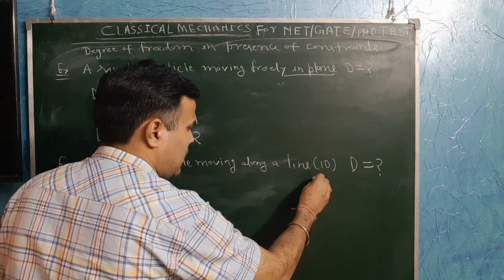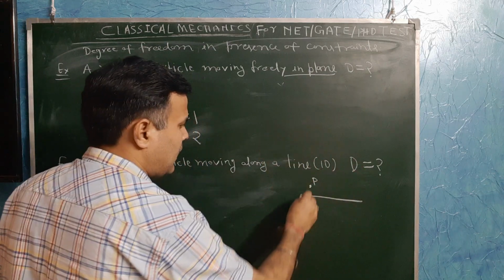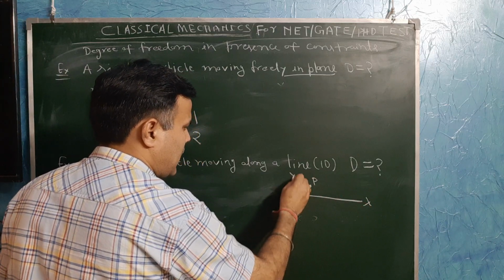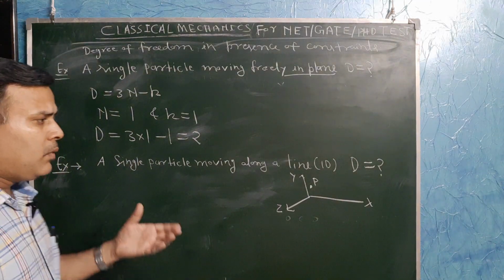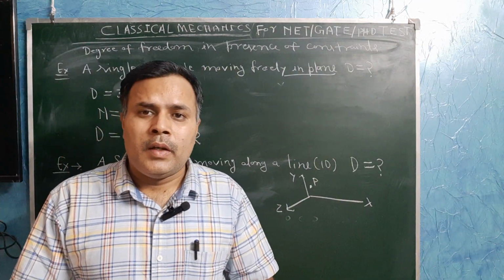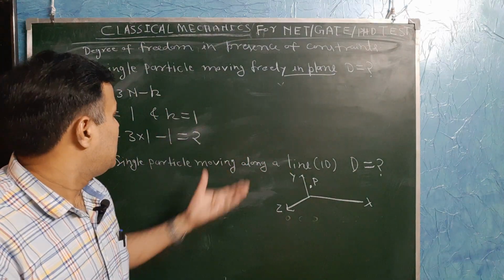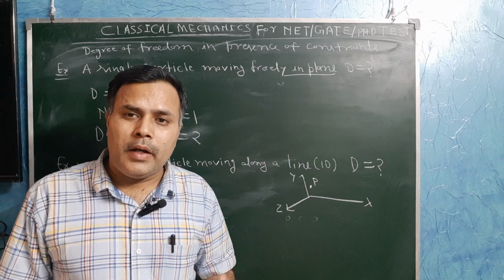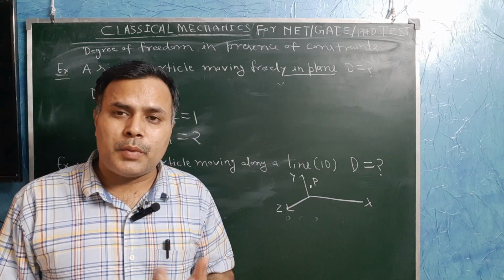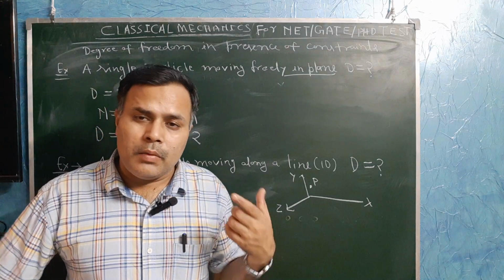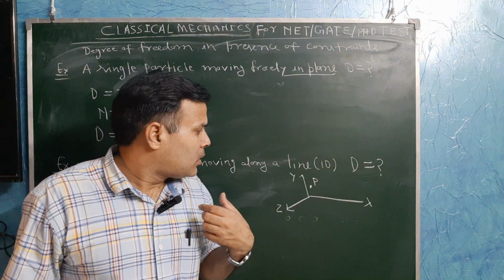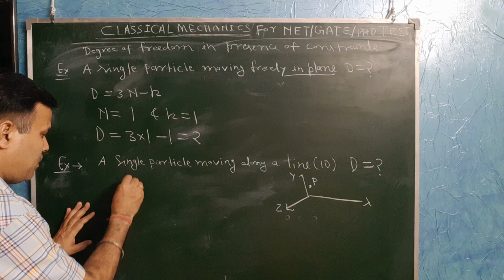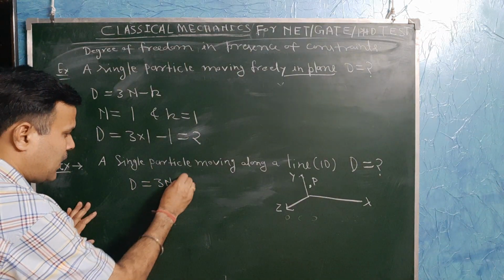So this is our particle. This is moving along either X, Y or Z. So what we have? We have information. What is our job? Our job is to read the example and try to find out the number of particles, and then try to find out the number of constraints present in the system. And third step is substituting the value of n and k in order to find out the d. So d is simply again 3n minus k.